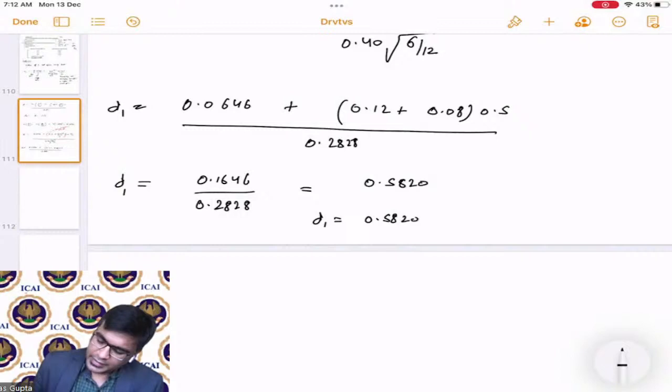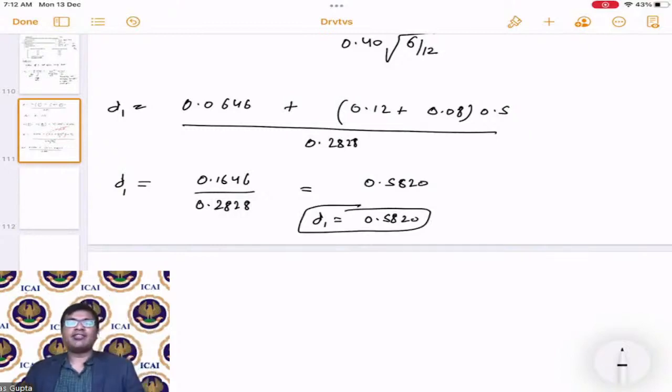Now let's park this value for a moment, because this D1 we will use from the normal distribution to calculate ND1, because ND1 is the normal distribution table value, taking D1 as this.